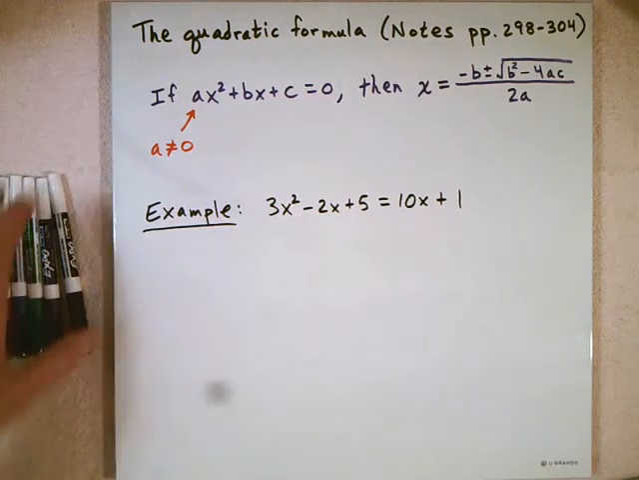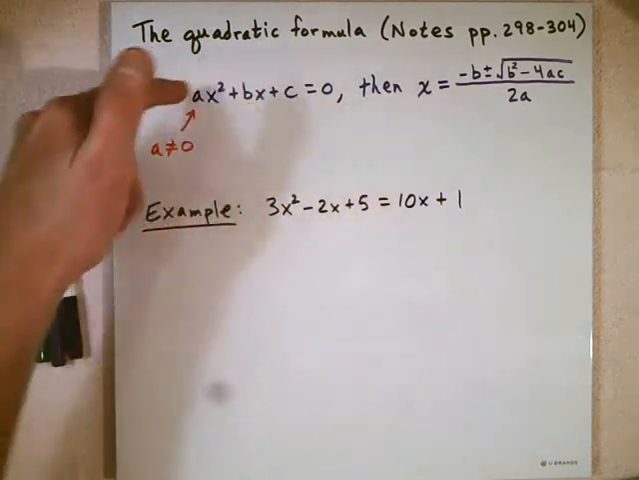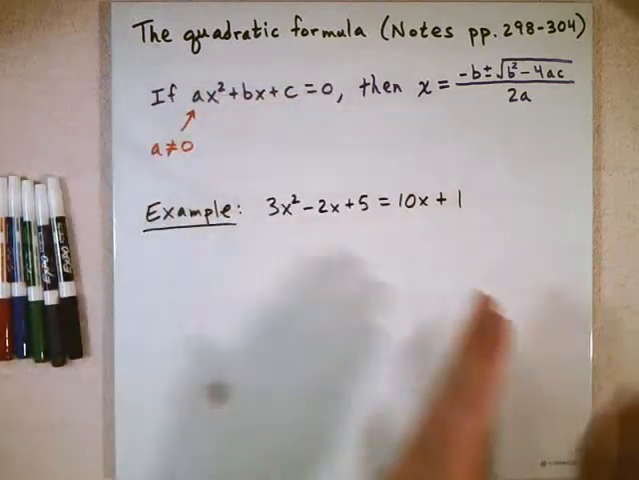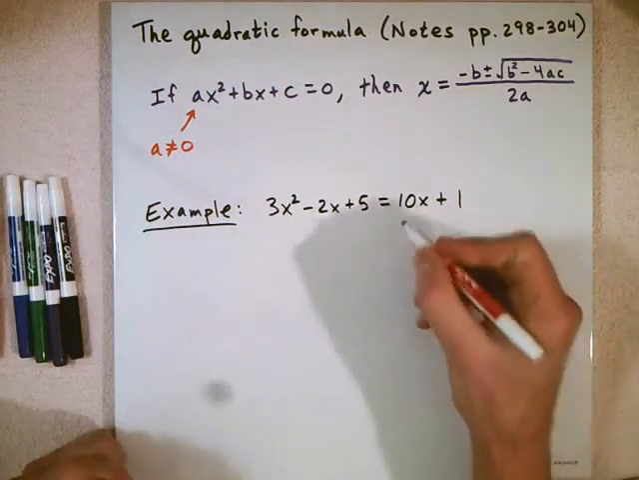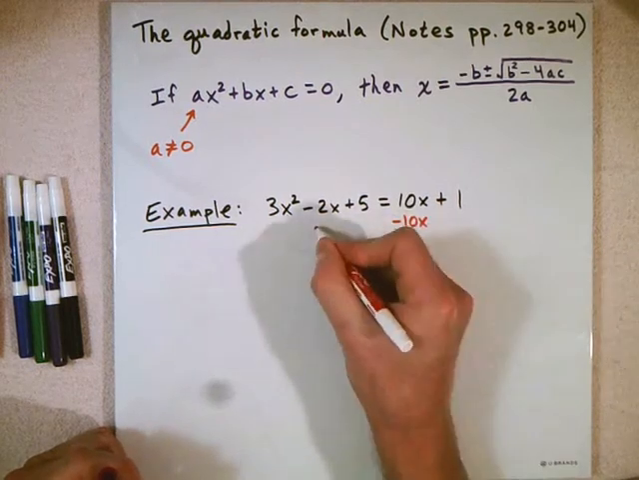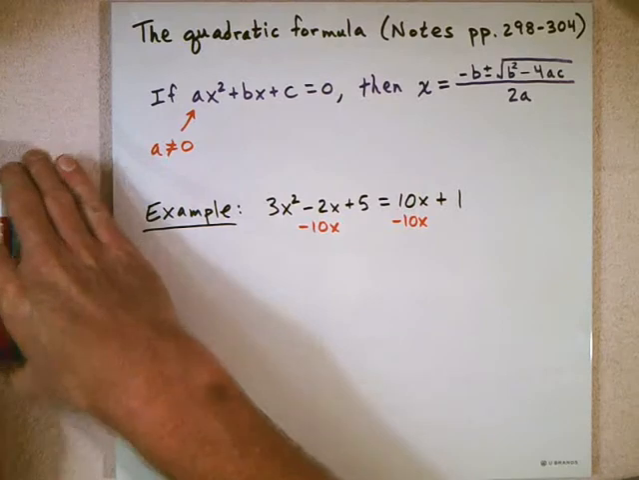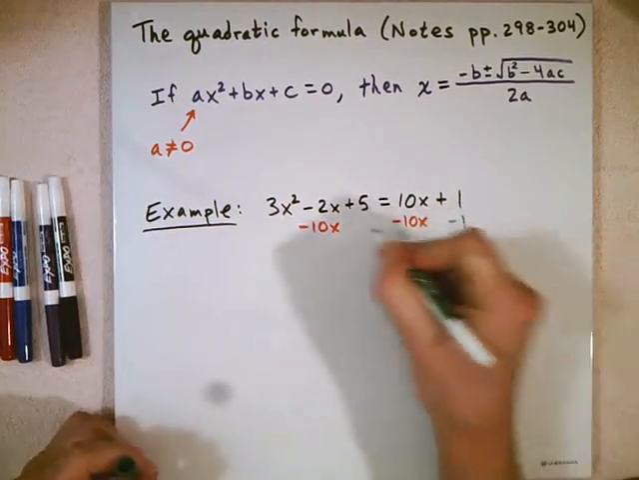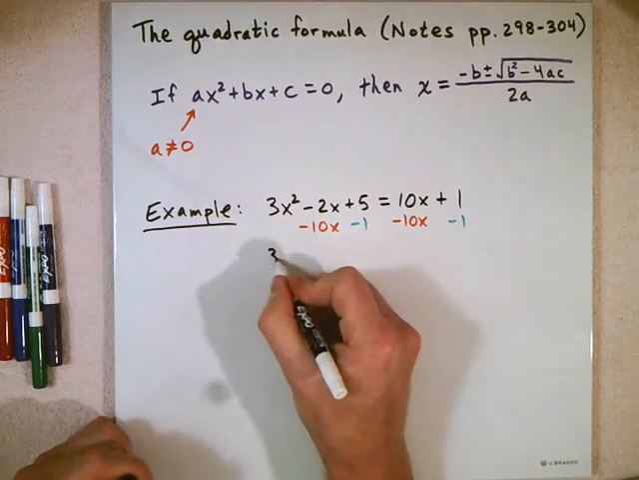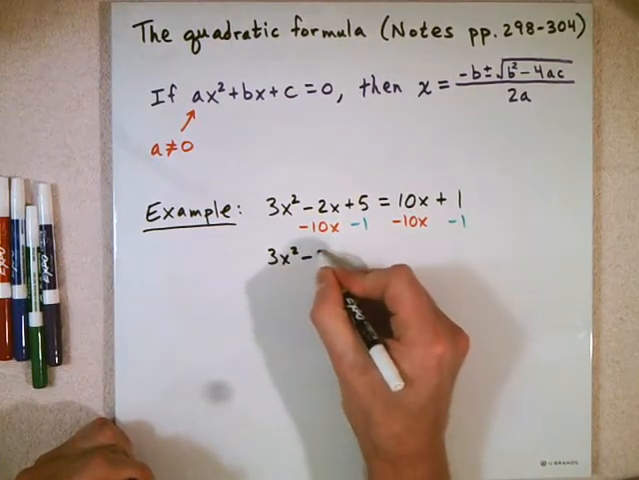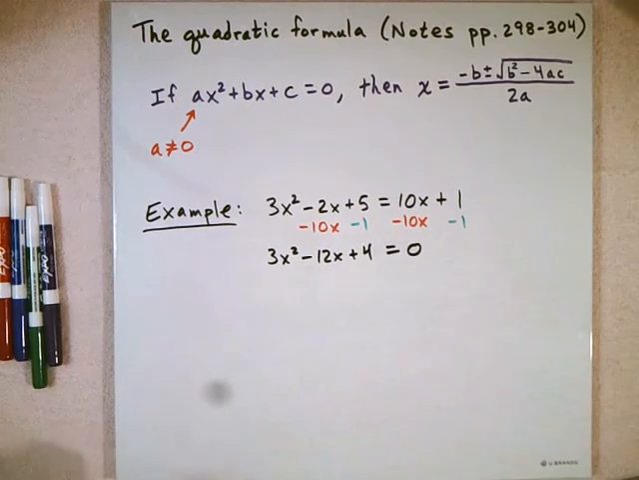So the first step, of course, is to put it in that general format: ax squared plus bx plus c equals 0. I've got to put everything over to one side. Not hard to do, but that's the very first step in the process. So let's move the 10x over here. And we'll also move the 1 over while we're at it. There we go. Now what do we have at this point? Well, we've got 3x squared minus 12x plus 4 equals 0. Now we're ready to roll with the formula.